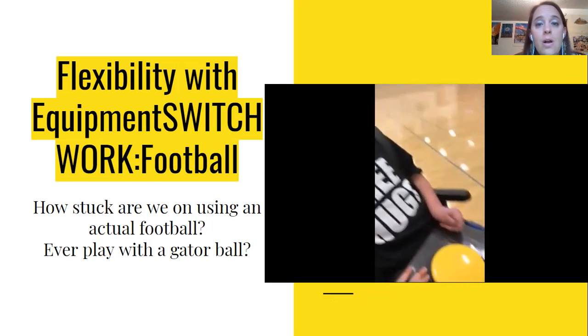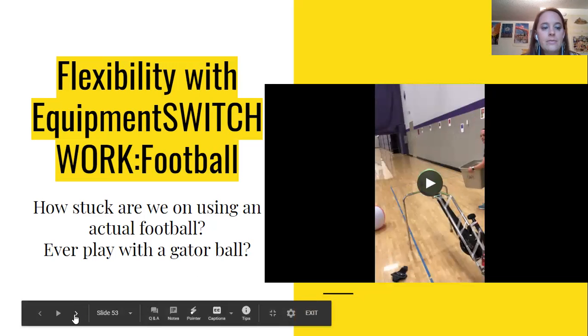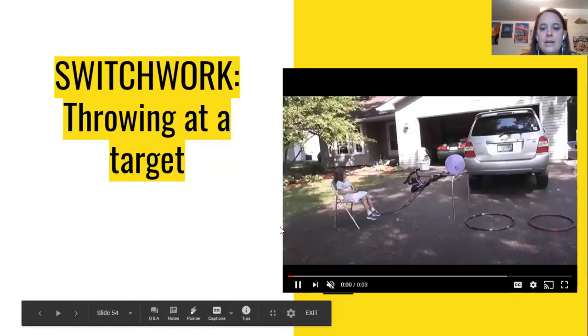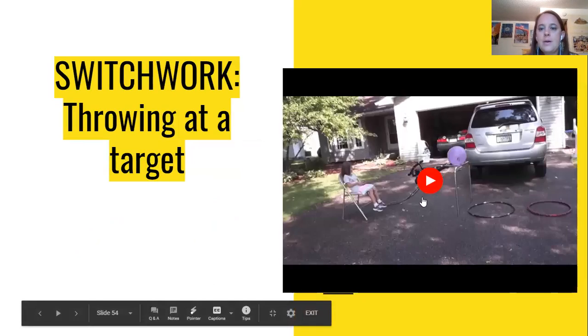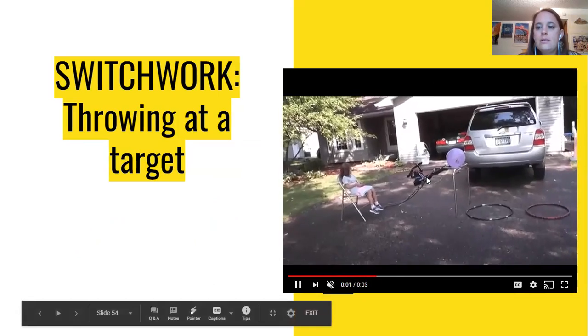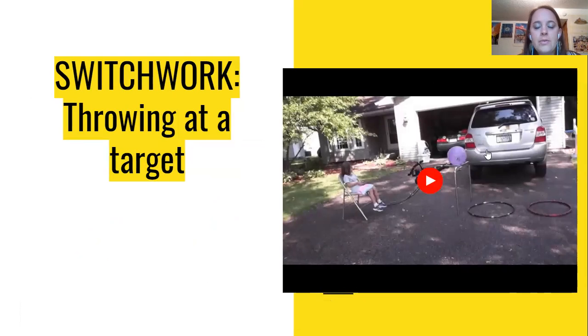You can use different targets too. You can use laundry baskets, Brute tubs, anything you want. Don't get stuck in the stuff that you've always done. Be creative. Here is a throwing at a target activity. If you want to hang hula hoops from your basketball hoop, you have 3 different opportunities. You can hit that hoop, the hoop underneath it, the lowest hoop, or the hoops right in front, depending on what kind of balls you have. So just knowing that you have the opportunity to hit different targets is fantastic.